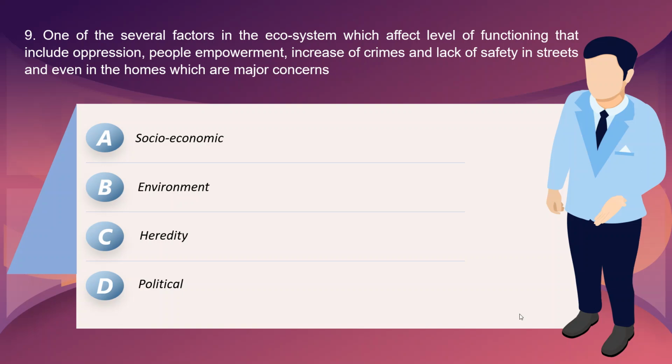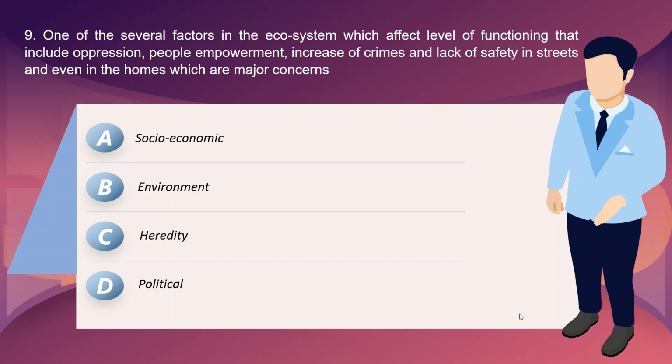one of the several factors in the ecosystem which affect the level of functioning, that include oppression, people empowerment, increase of crimes and lack of safety in streets and even the homes, which are major concerns. A, socioeconomic. B, environmental. C, heredity. Or D, political. Of course, we know that ecosystem factors that include oppression, empowerment, crime, and lack of safety reflect political determinants of health.